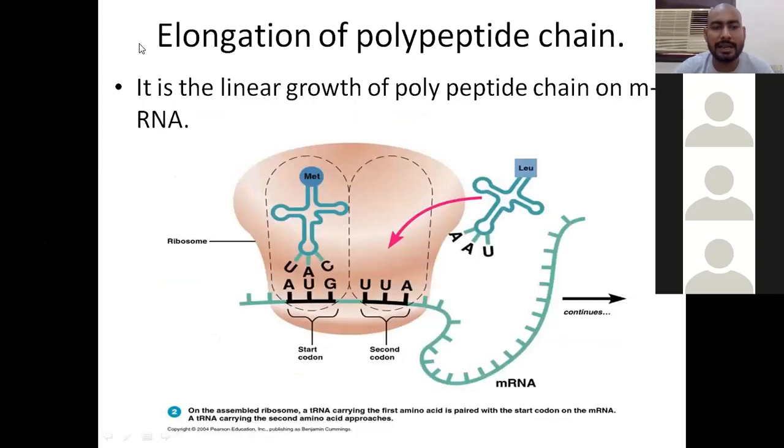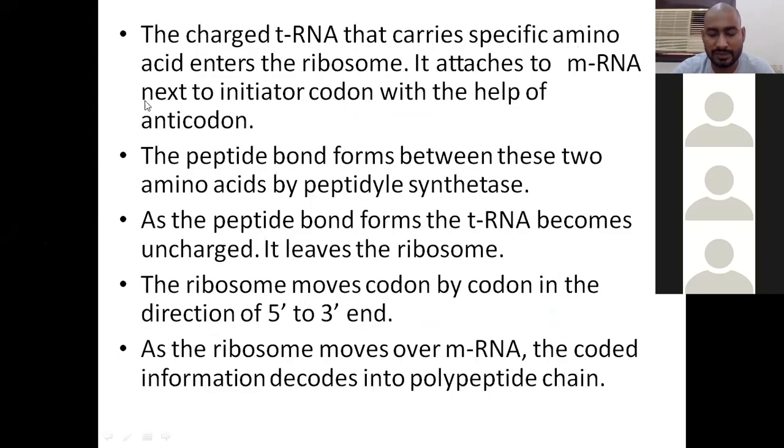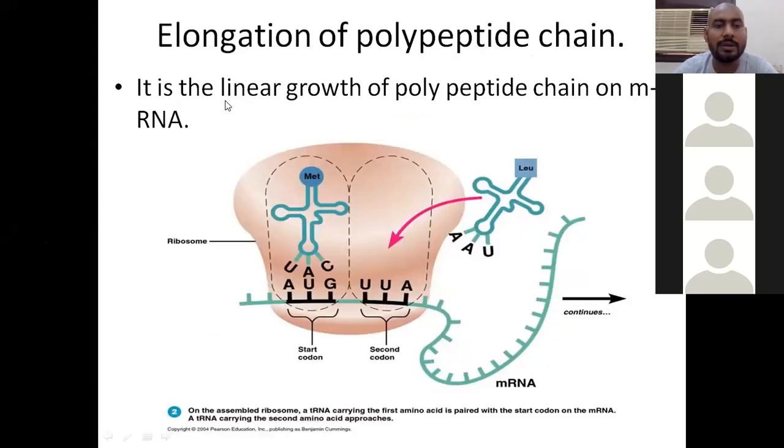Now here you can say the second is the elongation step. Second is the elongation, meaning when the initiation starts. During the elongation, it is the linear growth of the polypeptide chain on mRNA. Okay, so this is the mRNA strand.